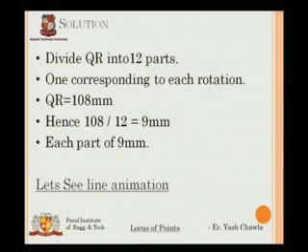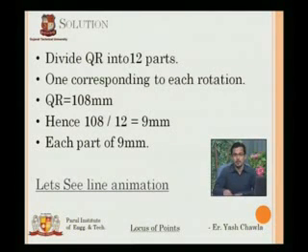Now we have 108 mm and we are going to divide it in 12 parts. So each segment has to be of 9 mm. Now each 9 mm, how are we going to mark it? We are going to take 9 mm radius, put my point at Q and then cut an arc at 1, then cut an arc at 2. So let's see. Why are we taking this?